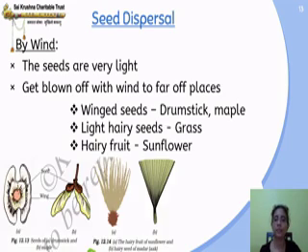Let's see the examples for all. You see, drumstick and maple have winged seeds. Then you have the light, hairy seeds of grass. And then there is a hairy fruit, that is the sunflower.